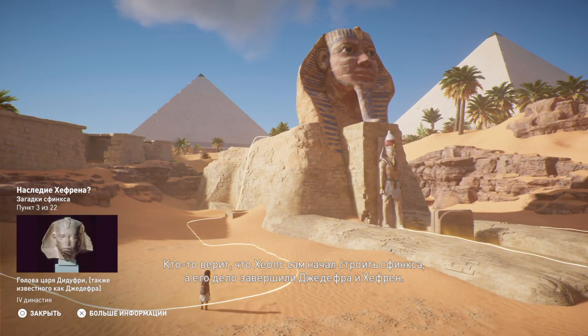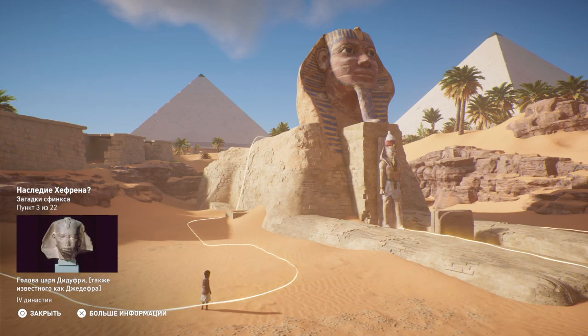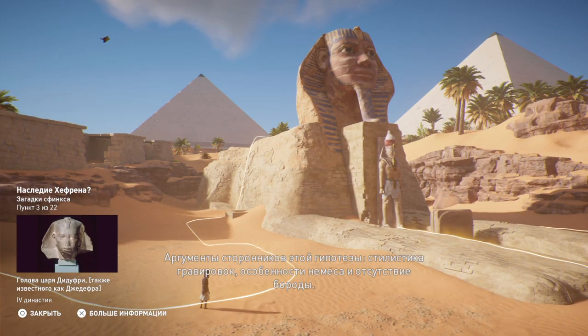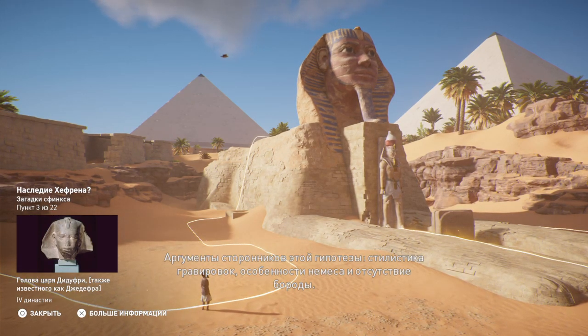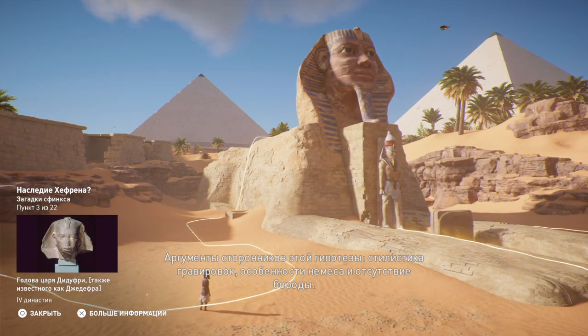Some believe that Khufu himself built the Sphinx, which was later finished under his successors, Djedefre and Khafre. These arguments are based on the stylistics of the engraving, the typology of the nemes, and the absence of a beard at the time of construction.